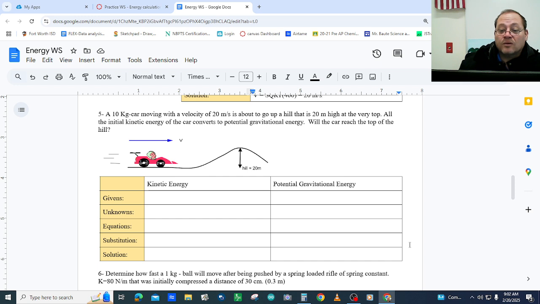Well, for that we need to know how high it can go with this 20 meters per second. All right, so first we're going to find the kinetic energy of the car, and the kinetic energy of the car converts to potential energy of the car, and then we can solve for the height and see how high it can actually go with this 20 meters per second and this mass of 10 kilograms. All right, so the givens are the mass. Mass is 10 kilograms, and the velocity of the car, which is 20 meters per second.